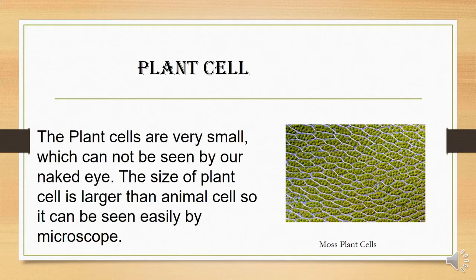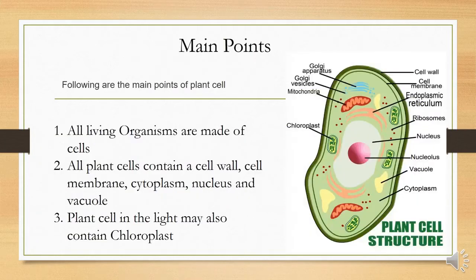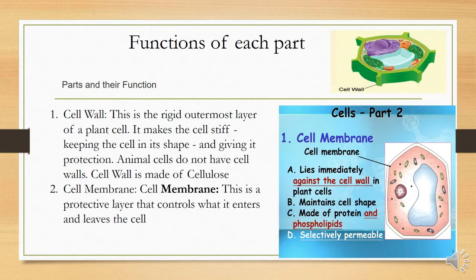And we have discussed the plant cell, that plant cells are very small, which cannot be seen by our naked eye. The size of the plant cell is larger than the animal cell, so it can be seen easily by microscope. The main points of the plant cells are that all living organisms are made of cells. All plant cells contain a cell wall, cell membrane, cytoplasm, nucleus, and vacuole. Plant cells in the light may also contain chloroplast. Each part of the plant cell we will discuss here.